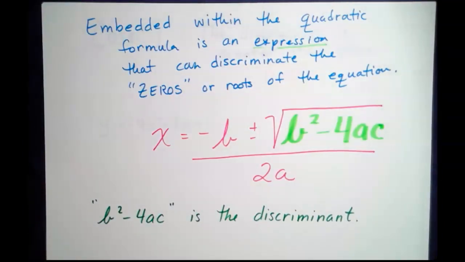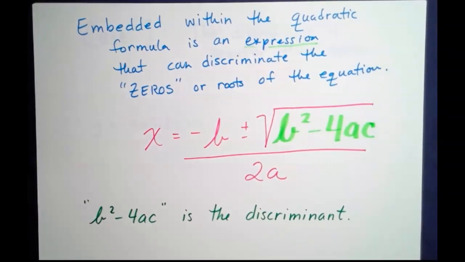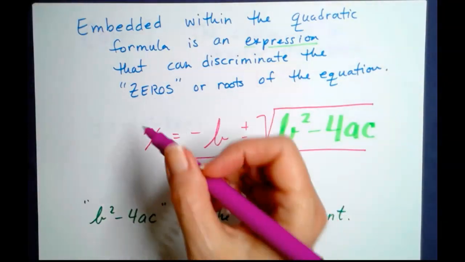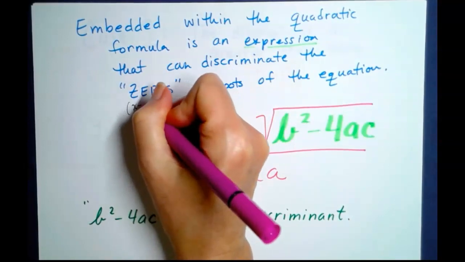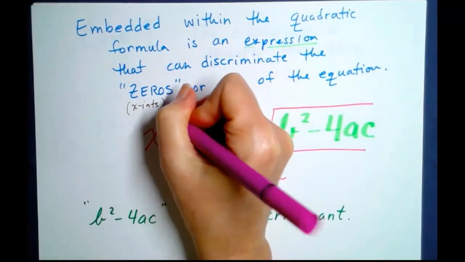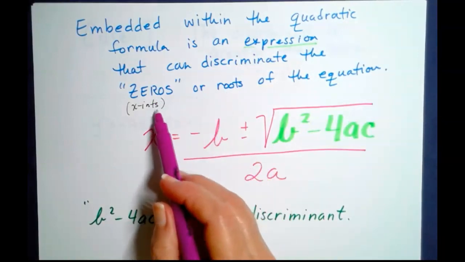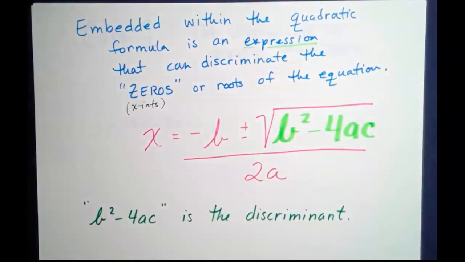So, we've already learned about the quadratic formula in the previous video. Embedded within the quadratic formula is an expression that can discriminate the zeros or the roots. Remember, zeros are the same thing as x-intercepts. So zeros, roots, x-intercepts, they all are exactly the same thing. They're all representing the same thing.